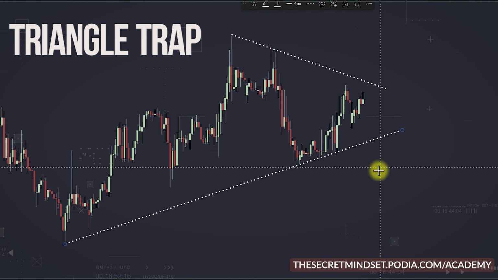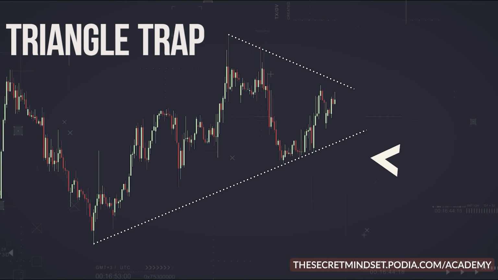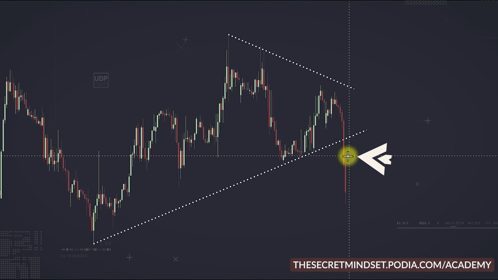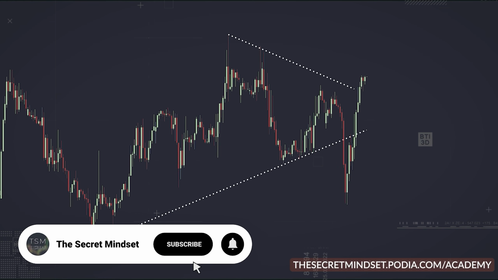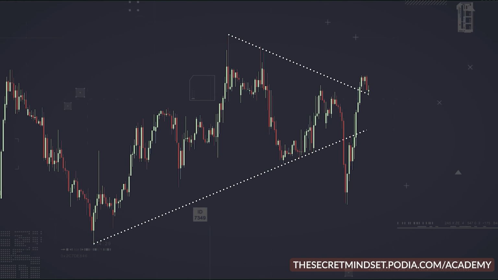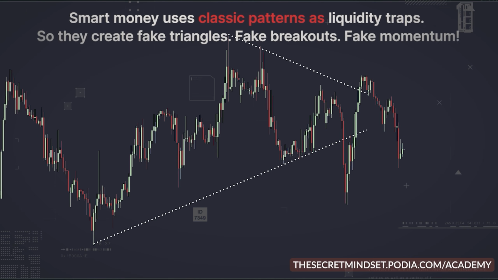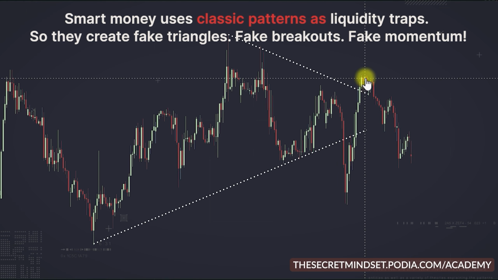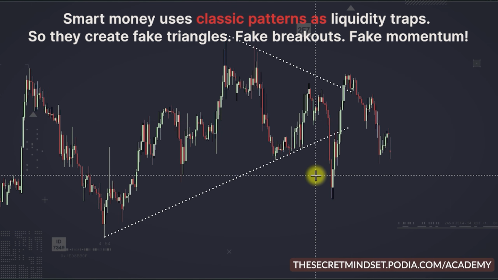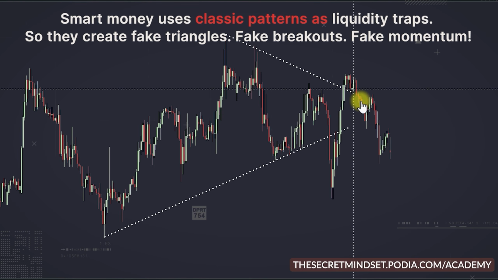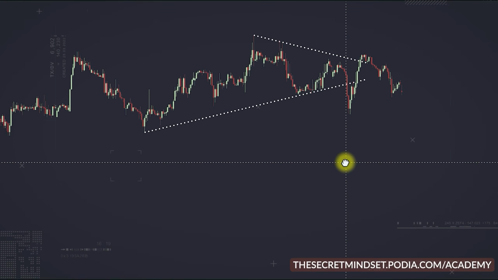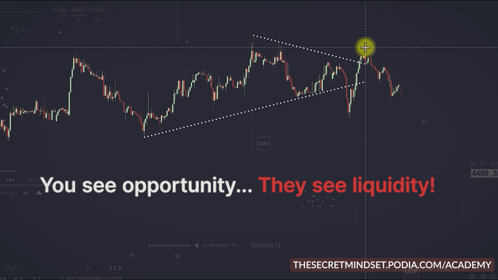Think about triangle patterns. You've traded these before. Price squeezes into a tight range, then breaks out. So you follow the breakout. But how many times did that work? How many times did price immediately reverse after you entered? Smart money uses these patterns as liquidity traps. They know retail traders love triangles, love breakouts, love momentum. So they create fake triangles, fake breakouts, fake momentum. You see continuation, they see reversal. You see opportunity, they see liquidity.